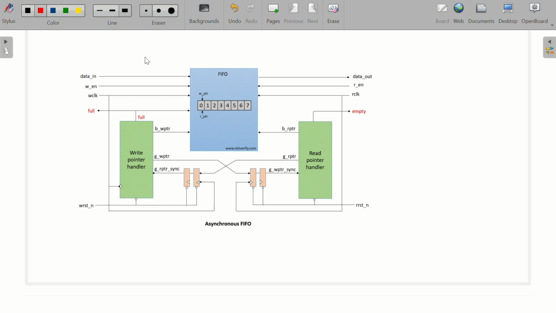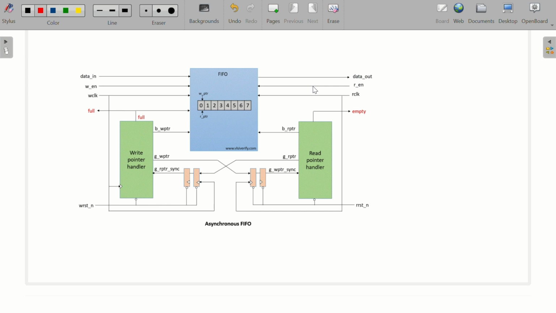So we'll understand the architecture very briefly. There is domain 1, which is the write domain, and another domain, which is the read domain. The data in is coming from domain 1, and that is to be passed as data out to domain 2. Now there is write enable, for your write clock domain. Whenever it is asserted, it means I need to write some data to the FIFO.